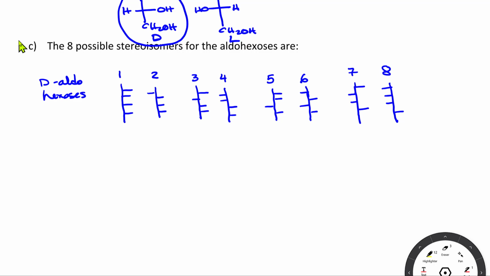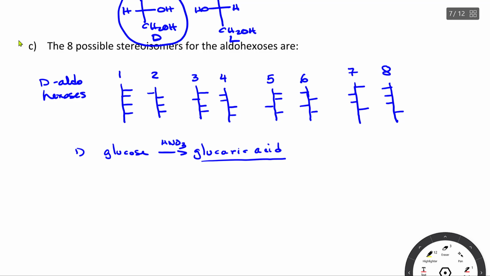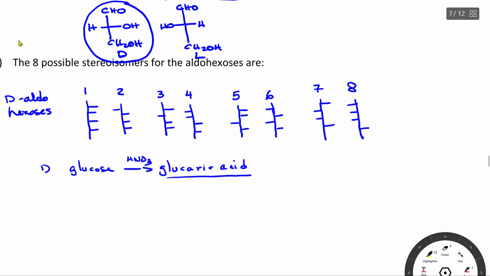And so then the first thing he did was he took glucose and he oxidized it, glucose to glycolic acid. Remember, he doesn't know the structure, so he's just going by names. And that's a nitric acid oxidation that we talked about before. And then he looked at glycolic acid, and he noted that it was optically active.